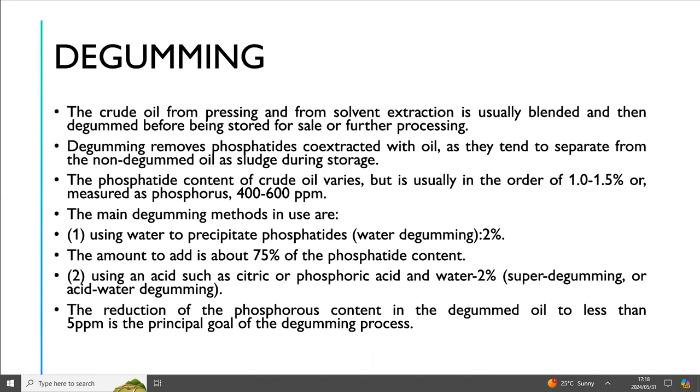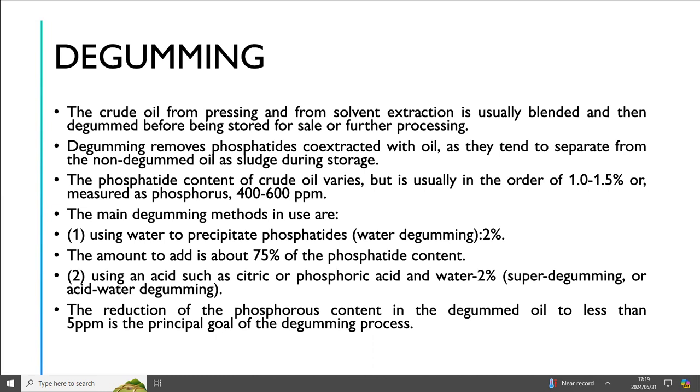The main degumming methods in use are, one, water degumming, which uses water to precipitate phosphatides. You can add 2% by weight of your oil. The amount to add is about 75% of the phosphatide content. Two, using an acid such as citric or phosphoric acid and water, this is called super degumming or acid water degumming. We use the acid water degumming to remove the non-hydrated phosphatides. They need to be conditioned so that they can dissolve in water, otherwise they won't. The reduction of the phosphorus content in the degummed oil to less than 5 ppm, or parts per million, is the principal goal of the degumming process.